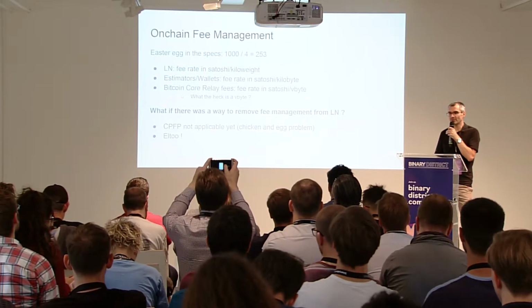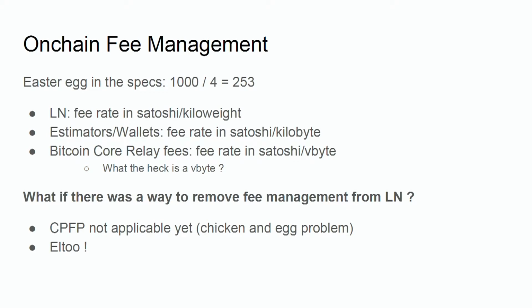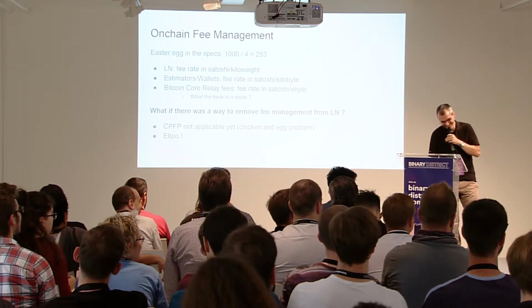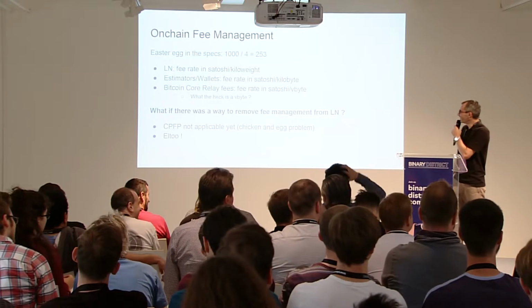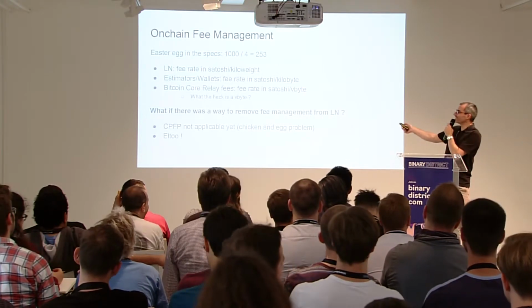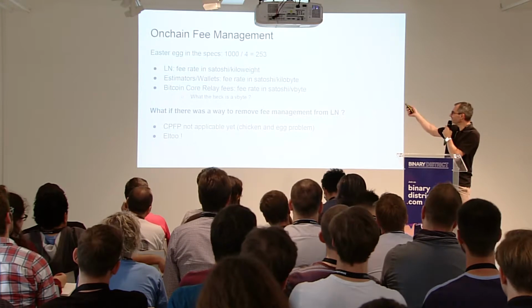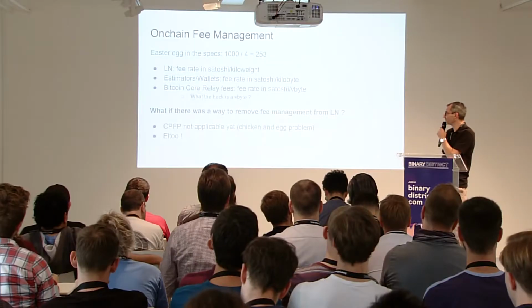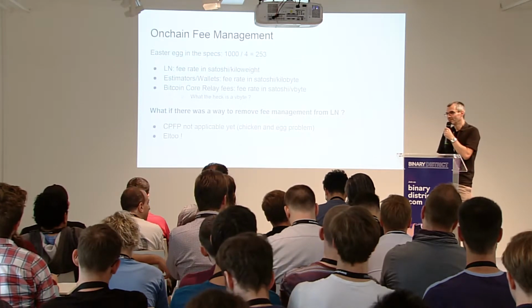And what is a virtual byte? Who knows what a virtual byte is? Yeah, it's two. You didn't raise your hand, Christian. Okay, so basically, it's a funny story, but it leads to 1,000 divided by 4 being 253 because 250 will not give you a transaction that can be relayed on the Bitcoin network. It's something we learned the hard way, all of us. The first ones, Blockstream, and then us and LND.